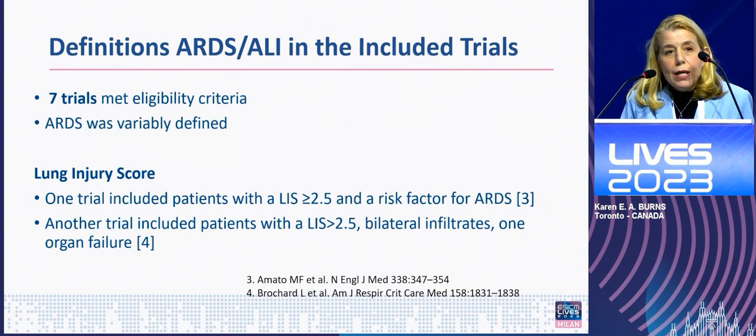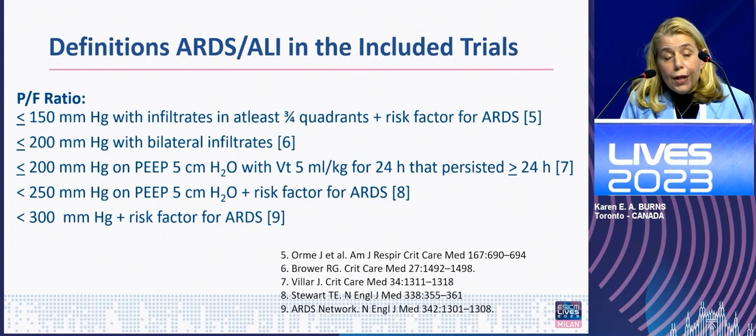I want to say that we included ultimately 7 trials in this domain. And in these trials, I want to acknowledge that ARDS was variably defined. Two of the trials included patients based on lung injury score, as well as other parameters, such as having a risk factor for ARDS, having bilateral infiltrates on chest X-ray, and having in addition organ failure. Of the 7 trials, however, 5 included patients based on a range of P to F ratios. And you can see on the slide that these P to F ratios range from 150 to less than 300.